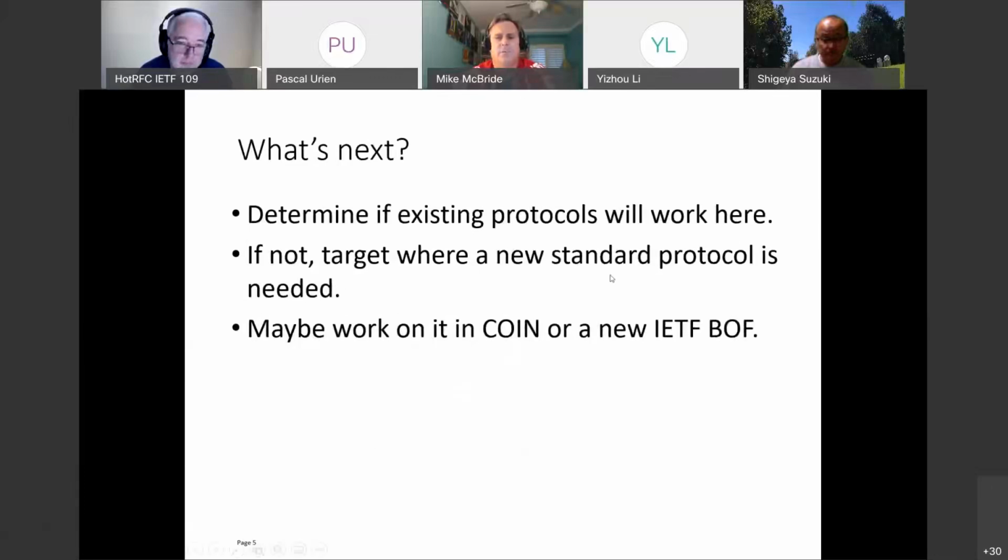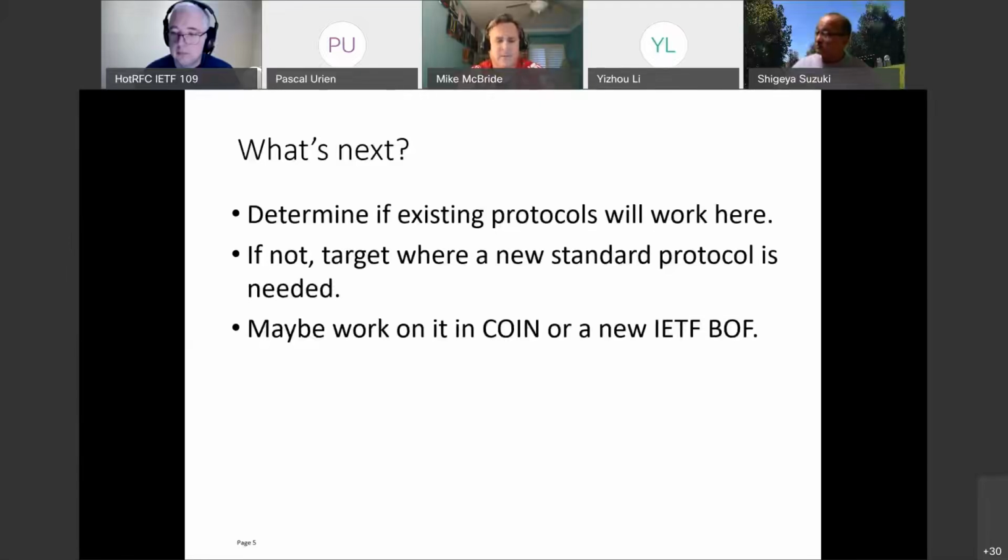So, what's next? We're trying to determine if existing protocols will work here. You may be able to find ways to extend existing protocols, DNS, for instance. That may not be a good idea, but it's one way that we've been thinking about of maybe trying to find where certain data is. If not, target where a new standard protocol may be needed.